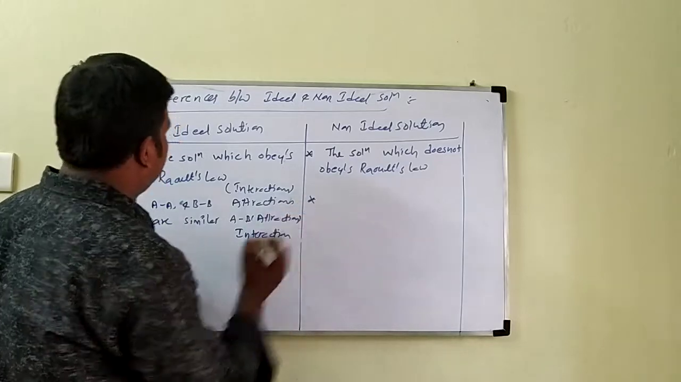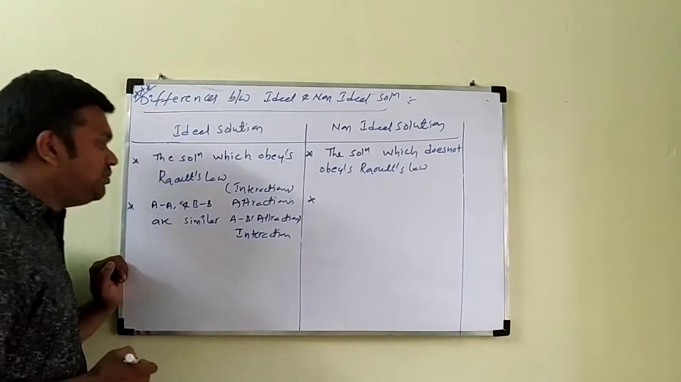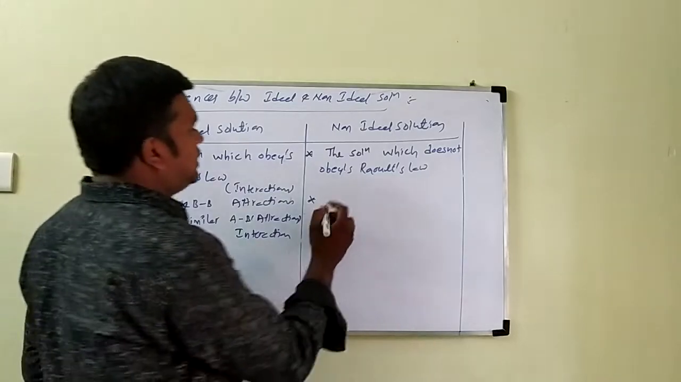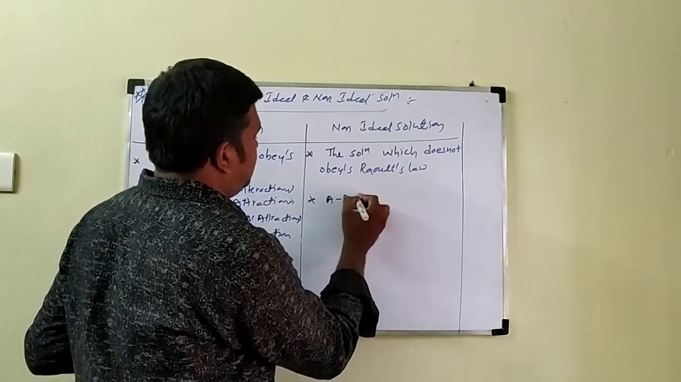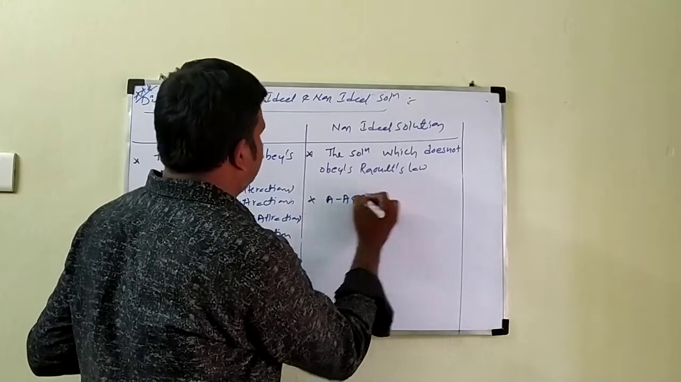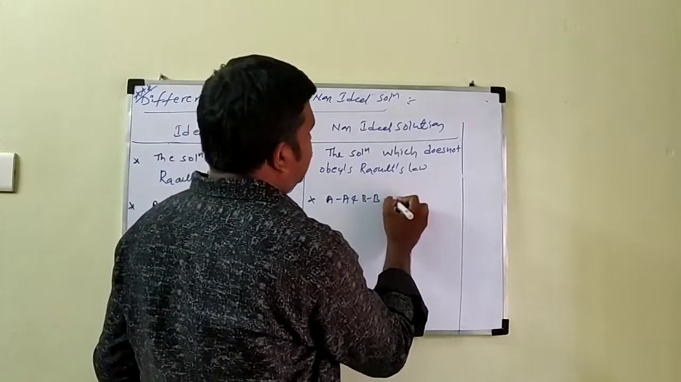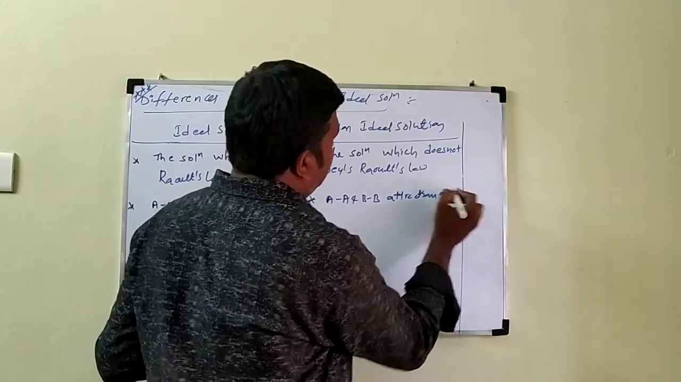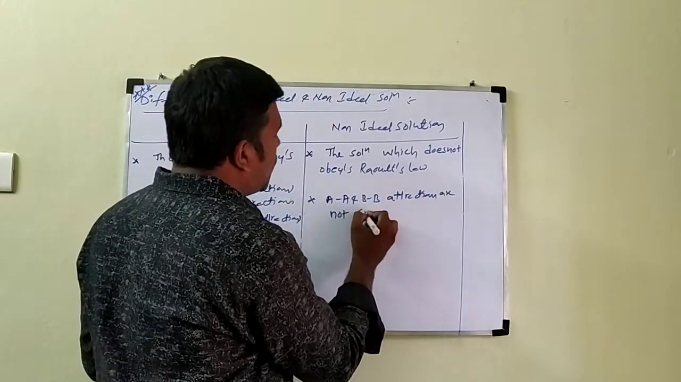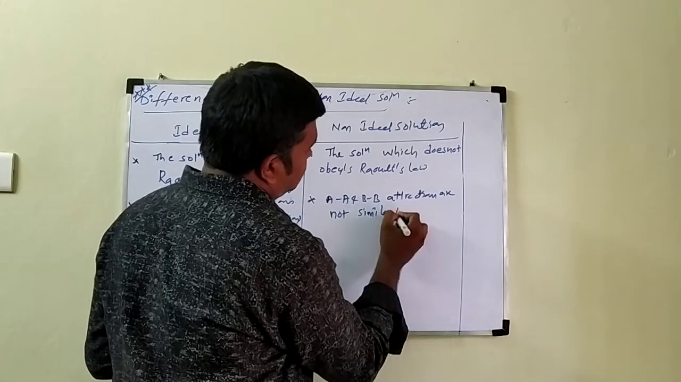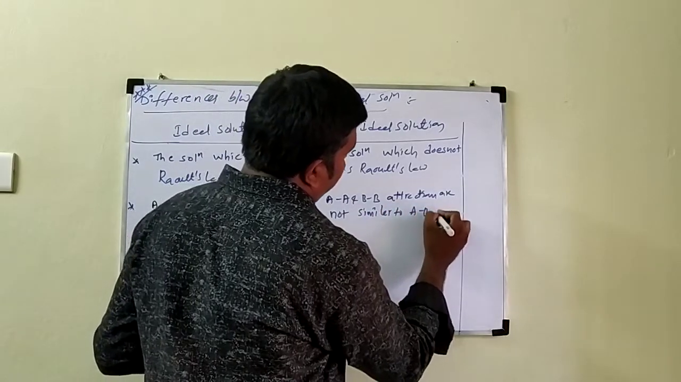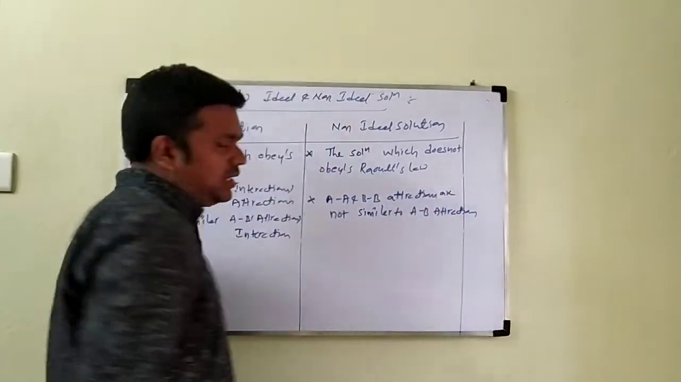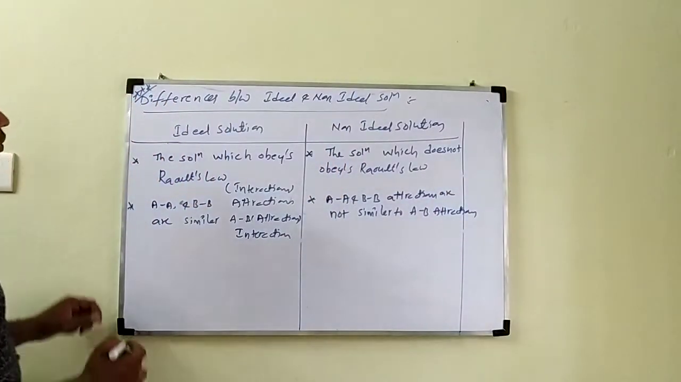Now here what point will we write? AA and BB attractions are not similar to AB attractions. Attractions, so you can write here interactions only. Now we can see the next point.